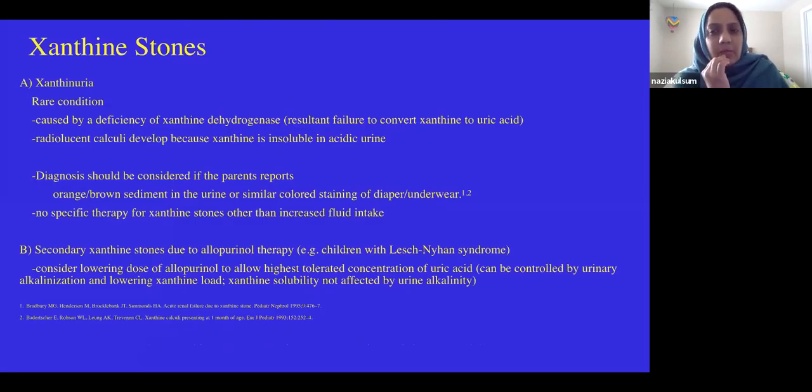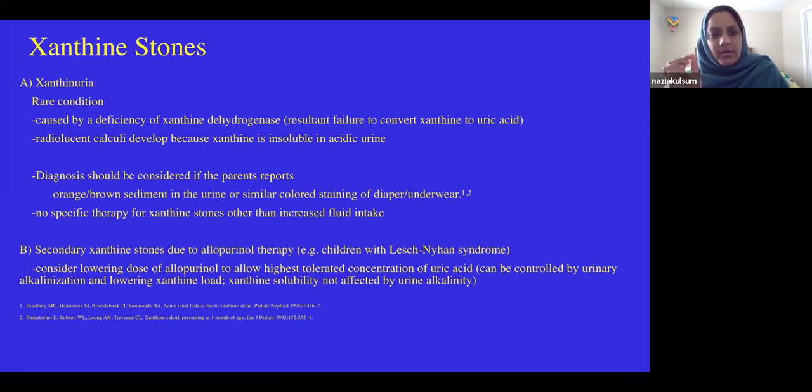Again, these are less common stones, but I'll just briefly go through them. Xanthine stones are very rare. We don't see this often at all. It could be because of a deficiency of xanthine dehydrogenase. Normally xanthine gets converted to uric acid, and when it doesn't get converted, those xanthine products can then be excreted in the urine. And they cause acidic urine, so they can precipitate.